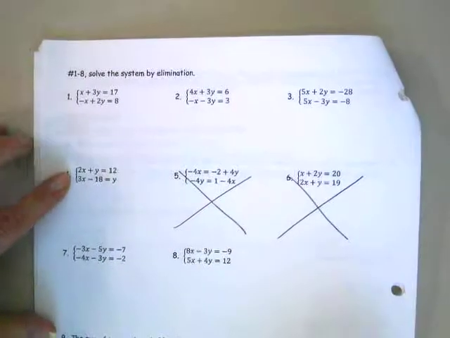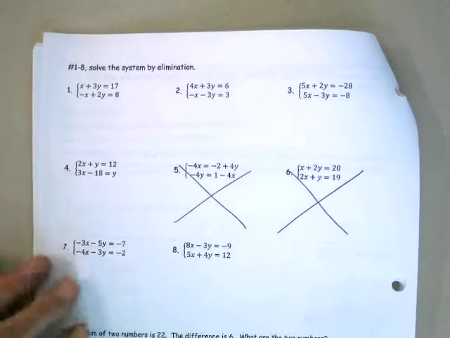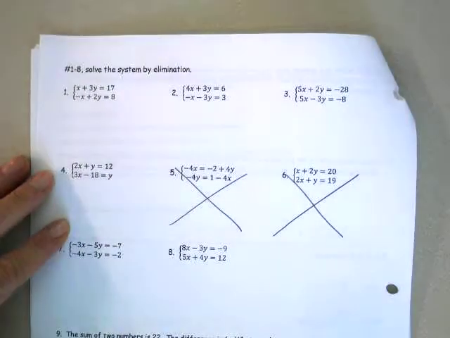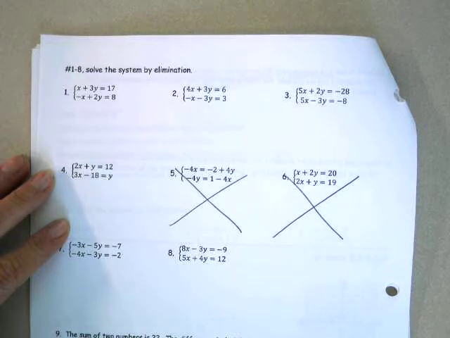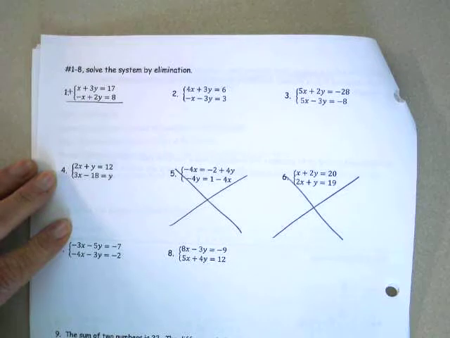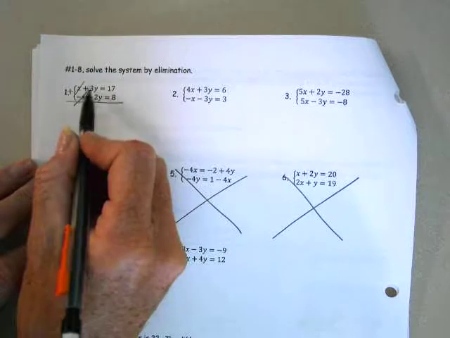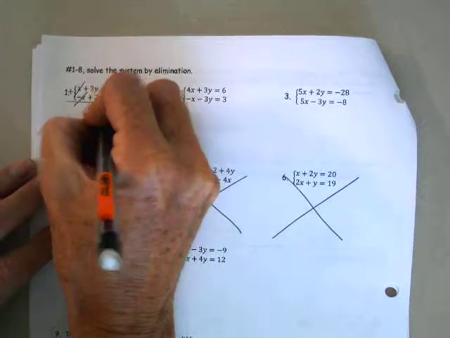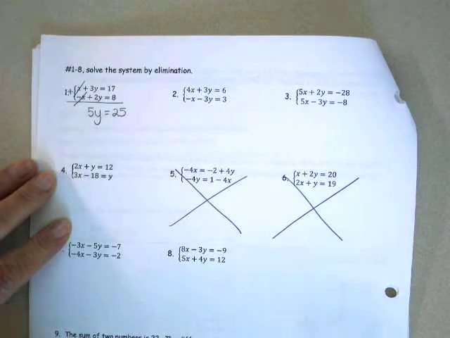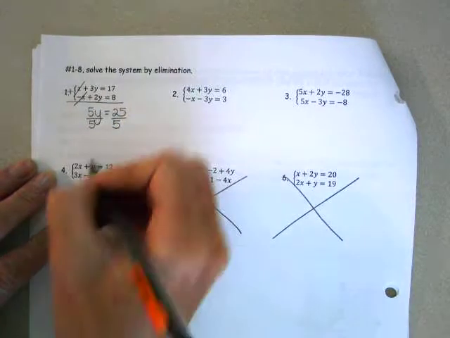In order to solve with elimination, your goal is to get one of the variables to eliminate or cancel as you add down. If you look at your first example, you will notice that if you added straight down, your x's would cancel. If that is the case, it's a very easy problem. You just add down: x and negative x cancel, 3y plus 2y is 5y, and 17 plus 8 is 25. Once you get one of your variables to cancel, you can divide by 5, and you have your first solution, y equals 5.